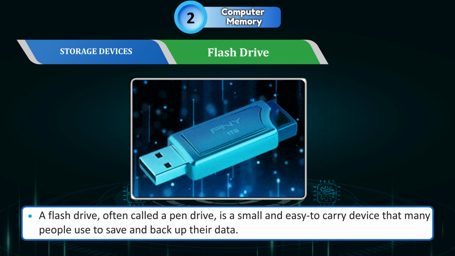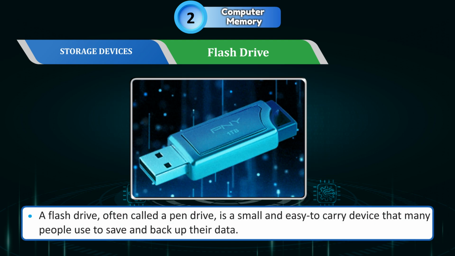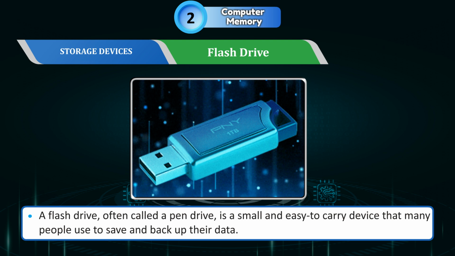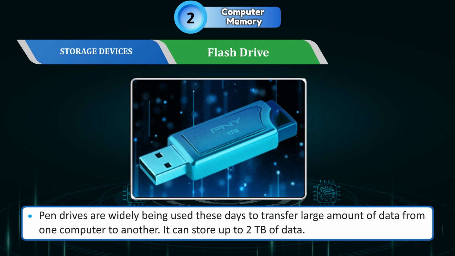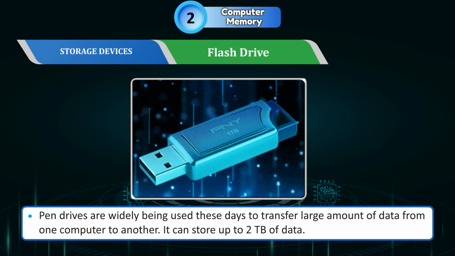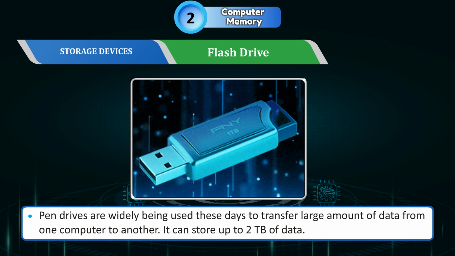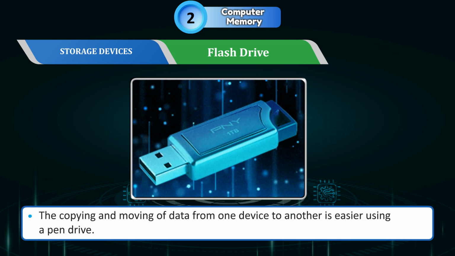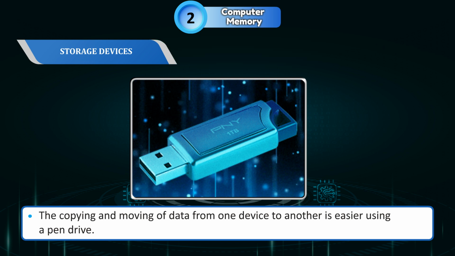Flash drive. A flash drive, often called a pen drive, is a small and easy-to-carry device that many people use to save and back up their data. Pen drives are widely used these days to transfer large amounts of data from one computer to another. It can store up to 2 terabytes of data. The copying and moving of data from one device to another is easier using a pen drive.